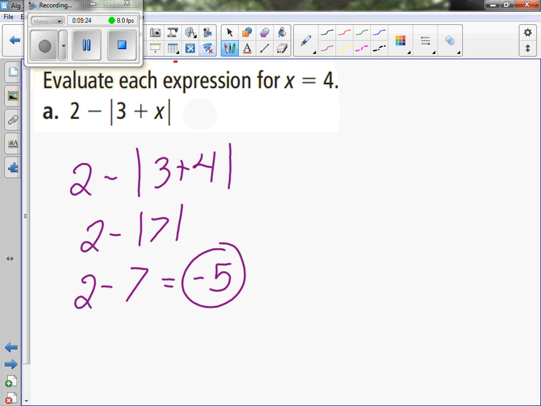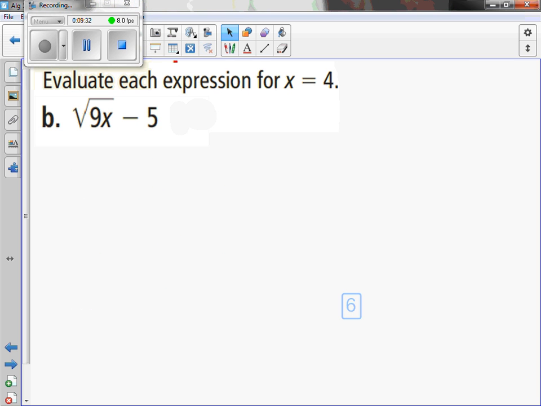Questions on this here? And that's it. That's all we have to do for this here. I want you to try this one on your own and let me know when you get the answer.